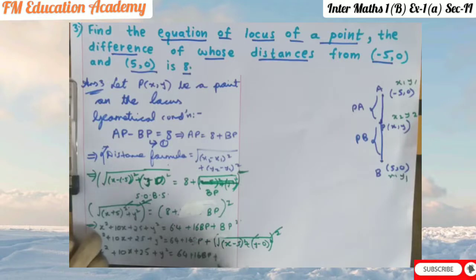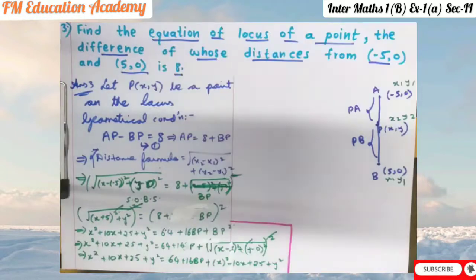It is in the form of (a minus b) whole square. What is (a minus b) whole square? a square minus 2ab: 2 into x is 2x, 2x into 5 is 10x, plus 5 into 5 is 25, plus y square. x square and x square will get cancelled here. y square will get cancelled here.